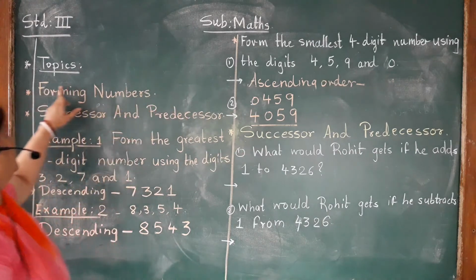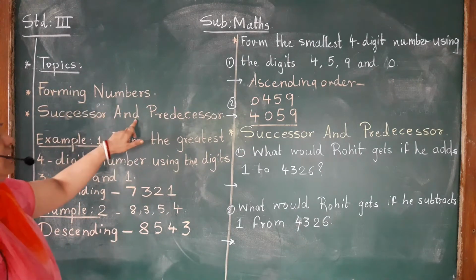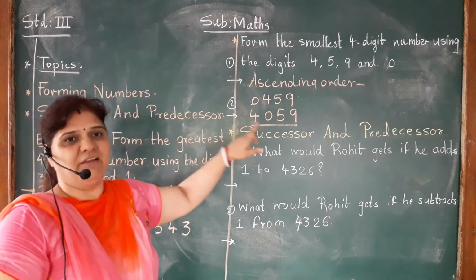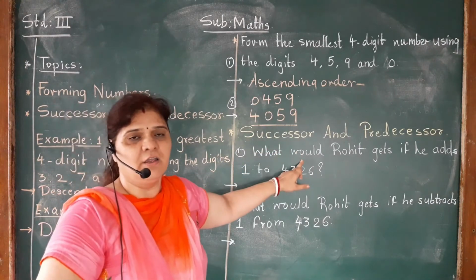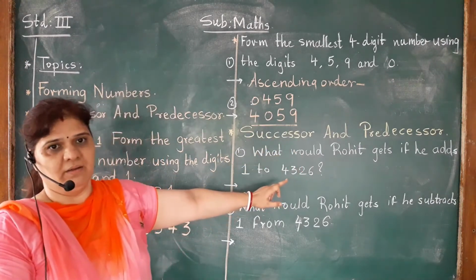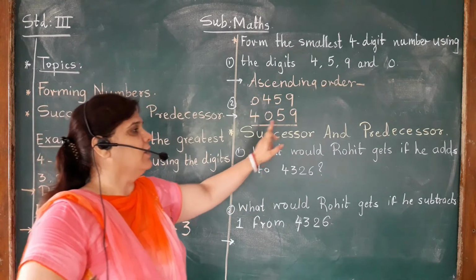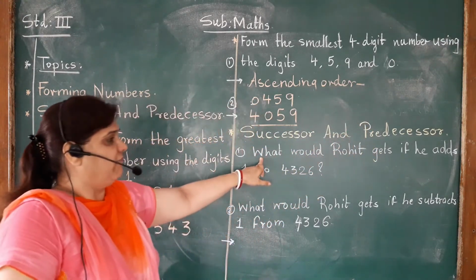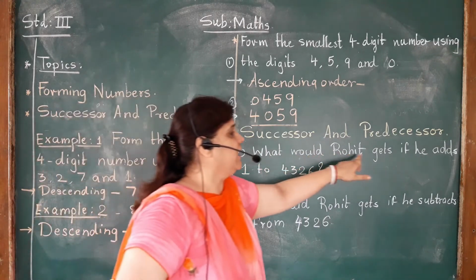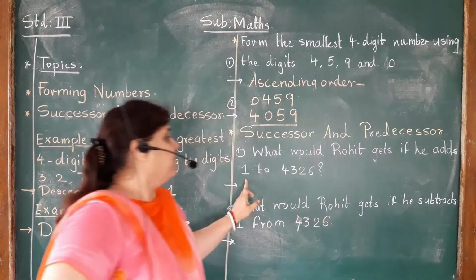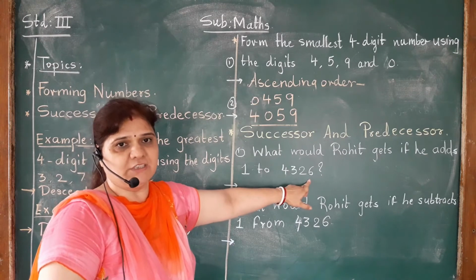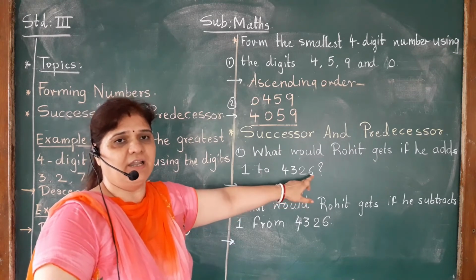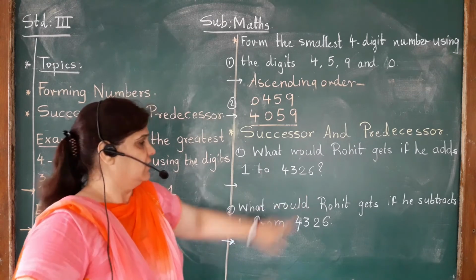Now we will turn to the next topic, that is successor and predecessor. Just as you say first, second, third, you say before and after a number. In the same way, we have to do successor and predecessor. Now see, for example, what would Rohit get if he adds 1 to 4,326? Just add and see.